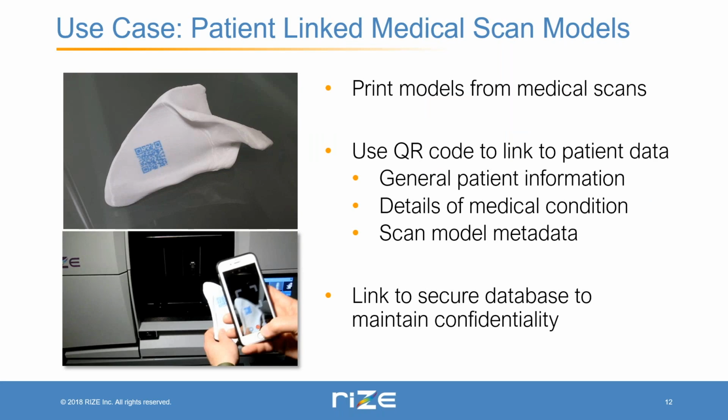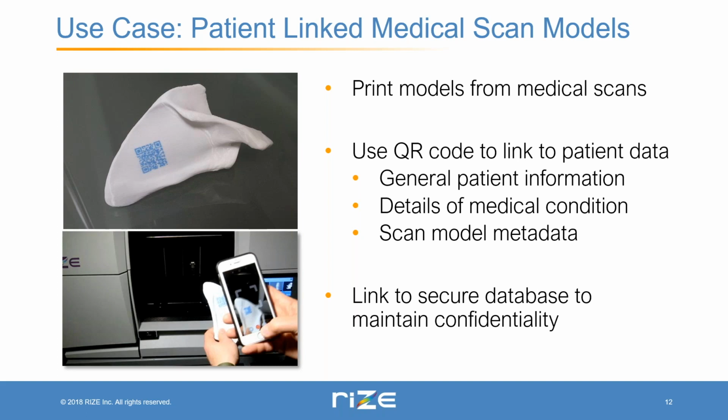And here is another use case for 3D printed QR code technology. For a variety of medical reasons, doctors will use MRIs and CAT scans to model the bones and other organs of their patients. Printing these models in 3D is useful for visualizing the problem during pre-surgery planning, and it can also enhance doctor-patient communication. Now, QR codes can be a very useful tool in this case.